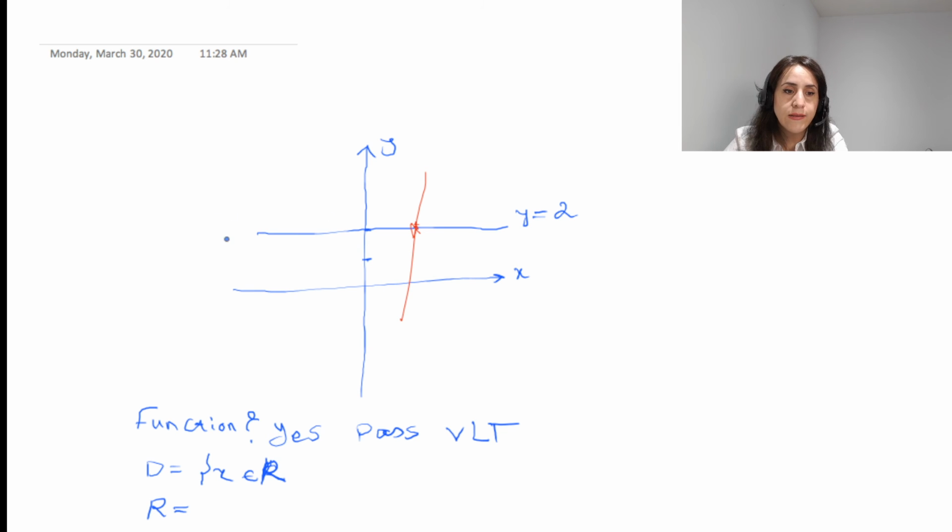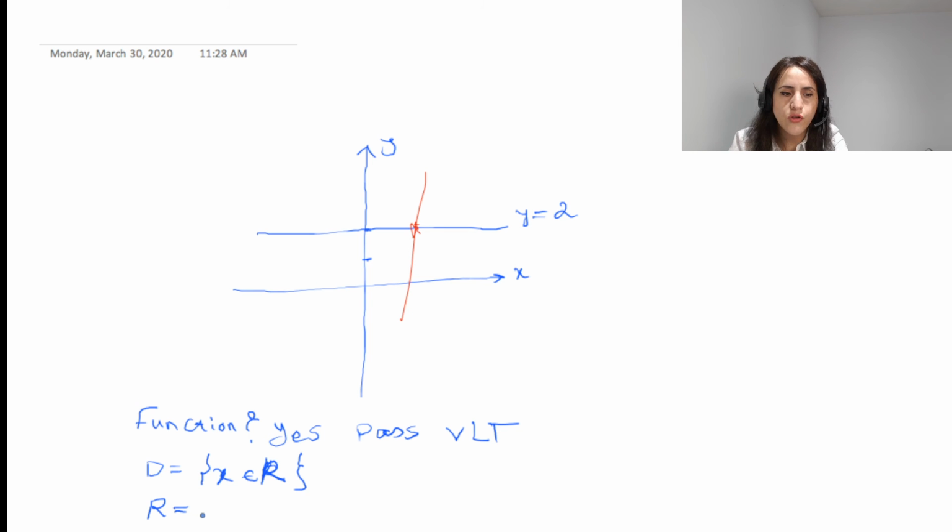Because as you see, it's starting from negative infinity going to positive infinity, and there are all of the values on the x. Is there any restriction or not? I'm assuming that there is no restriction. Then I'm going to close my curly bracket here.